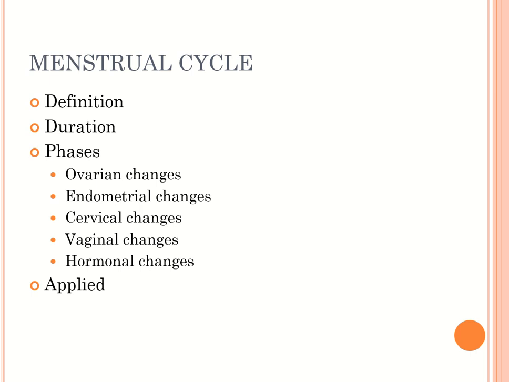In this video, we'll learn about the menstrual cycle. What exactly is the menstrual cycle? What is the duration of the menstrual cycle? What are the different phases of the menstrual cycle? Remember, we named the different phases depending on whether the changes happen in the ovary or in the endometrium. And also there are changes, remember, seen in the cervix, vagina, and hormonal changes are also visible. And a little bit of the applied aspect also we'll see in this video in relation to this topic, menstrual cycle.